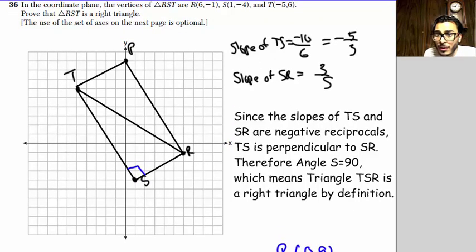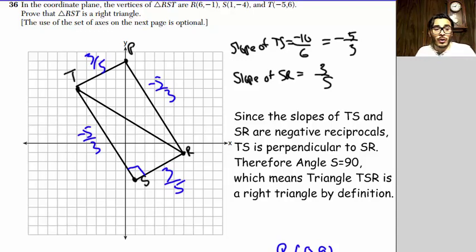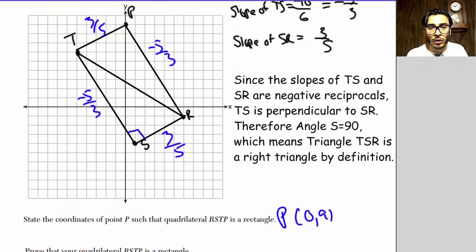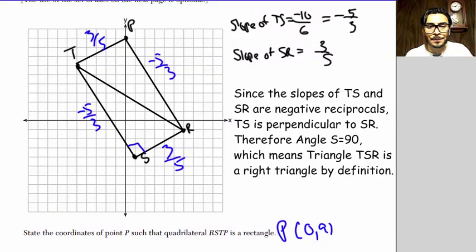We found the slope of TS already. We found it to be -5/3. And we found the slope of SR to be 3/5. Right? These are slopes, not distances. What's the slope of TP? Well, it's also 3/5. What's the slope of PR? Well, it's also -5/3. So it's a parallelogram because the opposite sides are parallel. So let's go ahead and write that. So it says RSTP is a parallelogram since opposite sides are parallel, right? And the evidence is the slopes as you see them there on the screen.